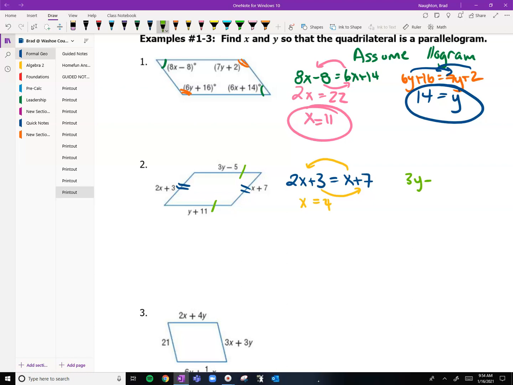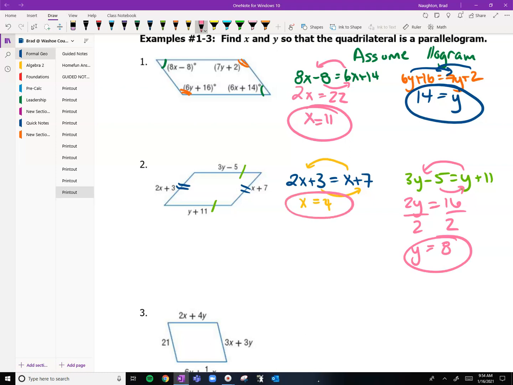So we're going to get 3y minus 5 is equal to y plus 11. Bring this y over, I'm going to get 2y. Bring that 5 over, I'm going to get 16. Divide both sides by 2 to isolate our variable. And y is going to be 8. Done. So you can see the algebra is pretty easy.